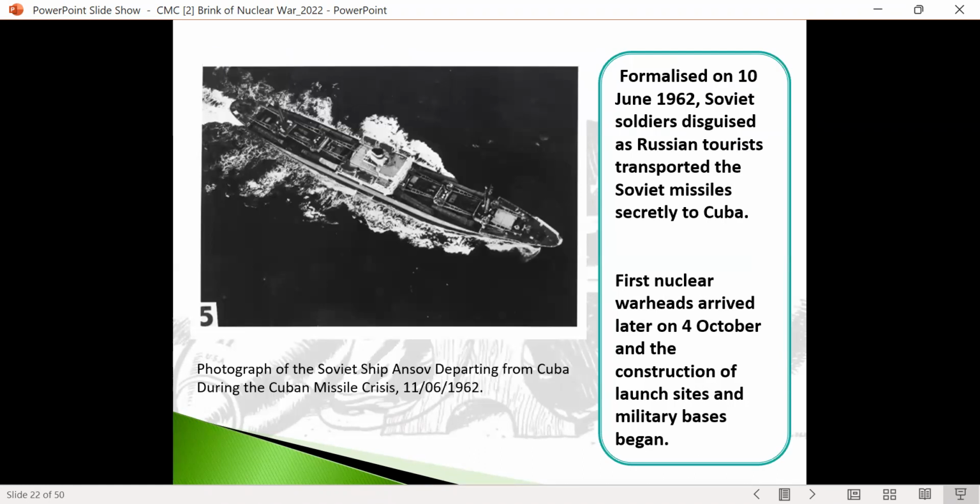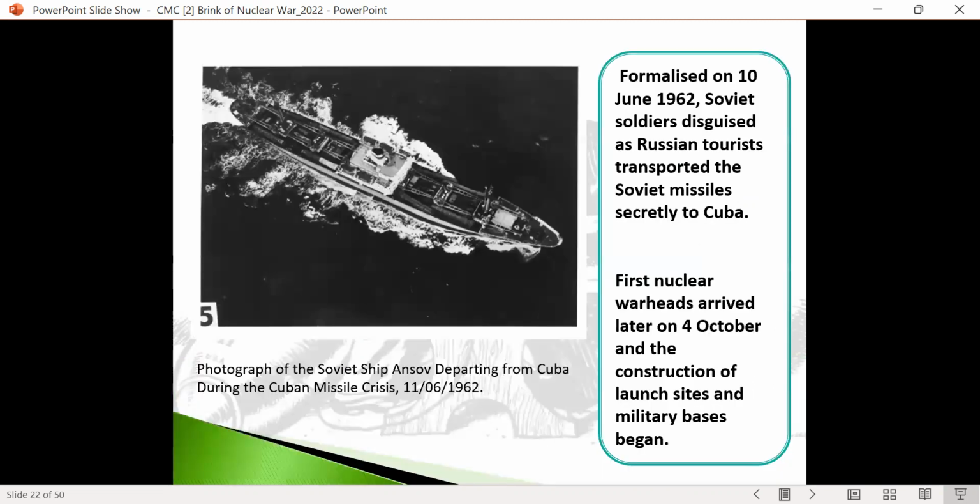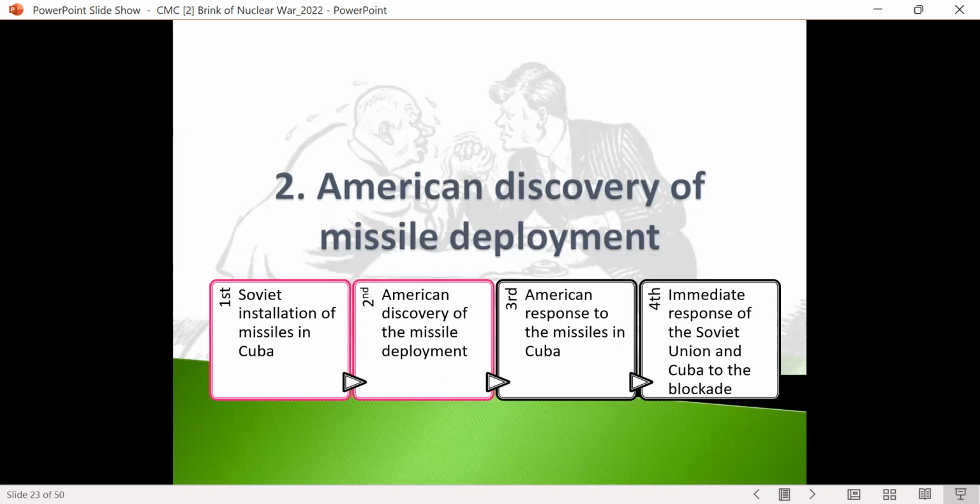So 10 June 1962, this was how the missiles were transported. Soviet soldiers disguised as Russian tourists came to Cuba, and they transported the Soviet missiles. They arrived on 4th October, and October is when everything begins happening. So this is what happens when America discovers the missile deployment. You guys can copy this, a little bit. Now we come to the 13 days.